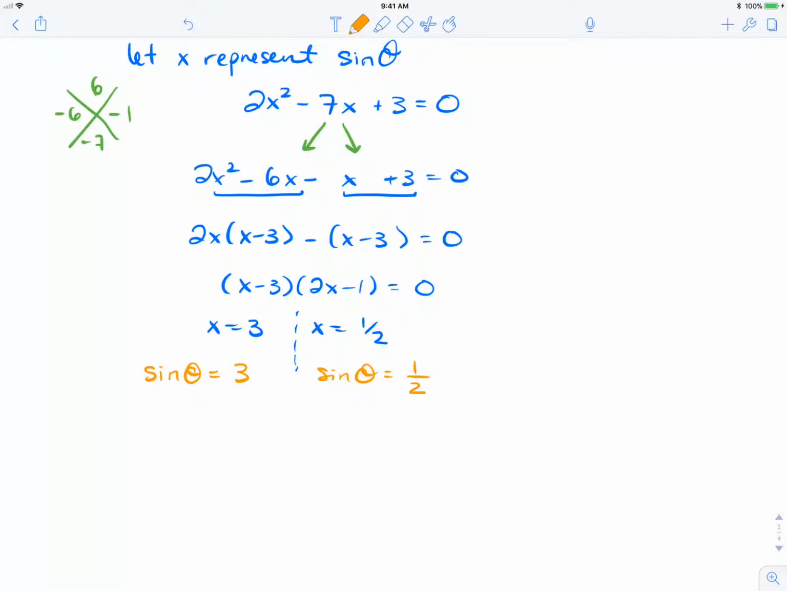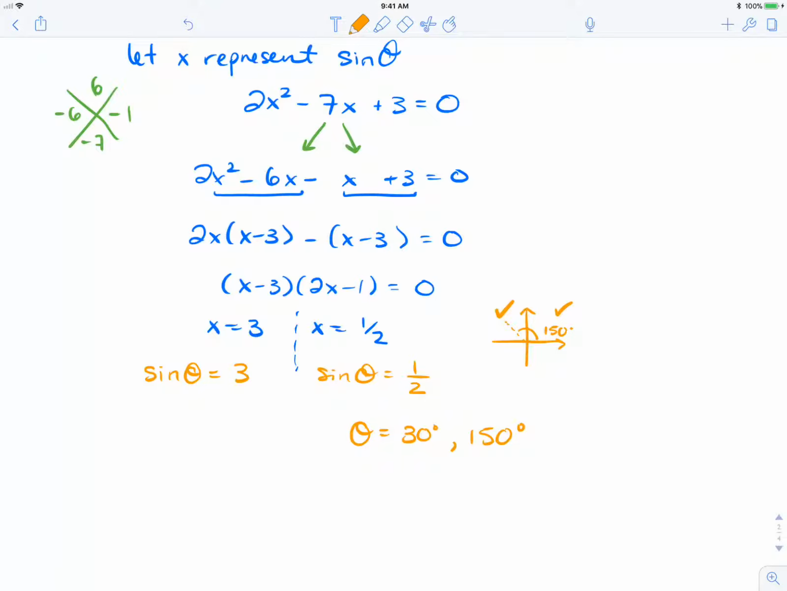So we're going to go with the second one, just because that's maybe a little more natural. When does this happen? That happens at 30 degrees. But please remember my CAST rule. Sine is positive here as well as here. So it's also at 150 degrees.